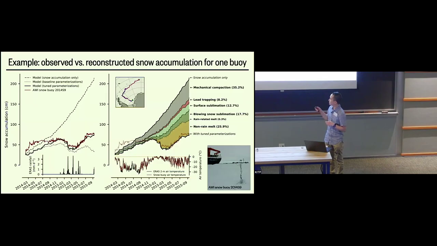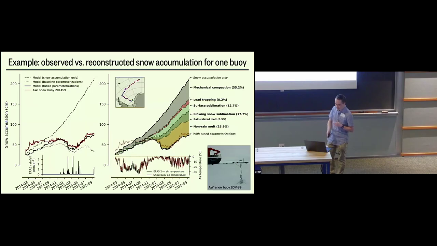The model's baseline parameterization without any calibration, on the other hand, gives this dotted gray line. So after the calibration procedure, we get the black line, which shows that the model is tracking the observations better. So clearly, much of this snowfall must have been lost or transformed. And on the right, I've partitioned this into the various loss processes.